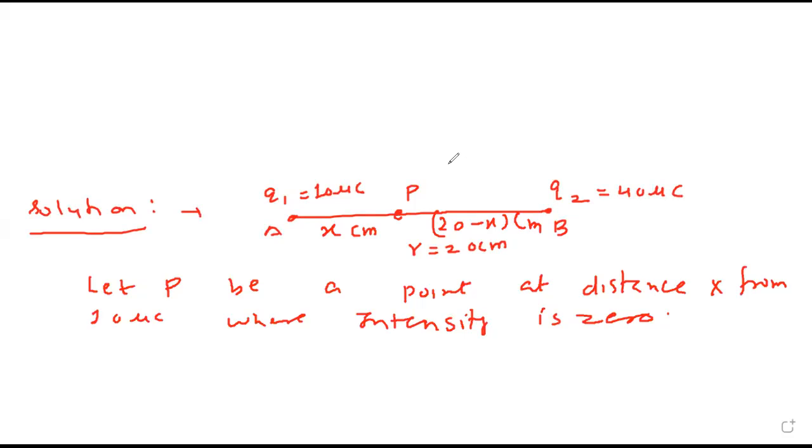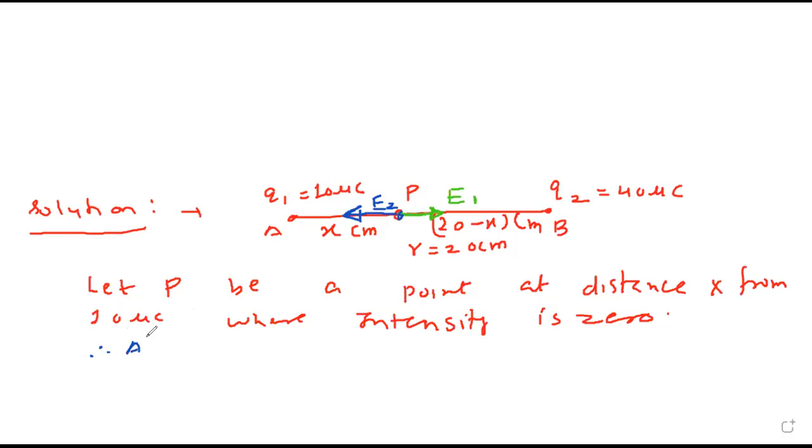Intensity will be 0 only if it is equal in magnitude and opposite in direction. Is this charge Q1 positive or negative? Positive. That means the intensity from this charge will be directed outward like this, from P away from A. And even Q2 is positive, so intensity for Q2 will be from P away from Q2. This is E2. Are they appearing opposite? Yes, sir. So chances are it will become 0 whenever the magnitude is the same.